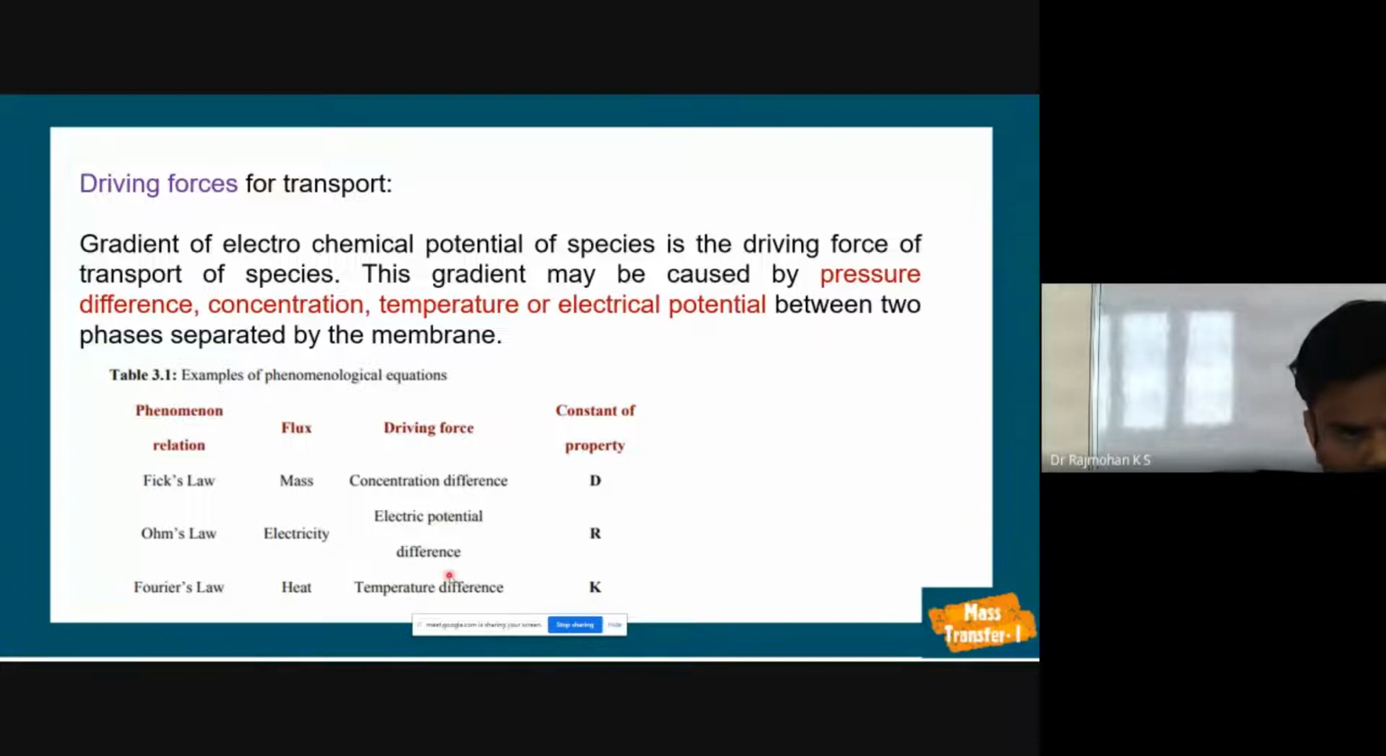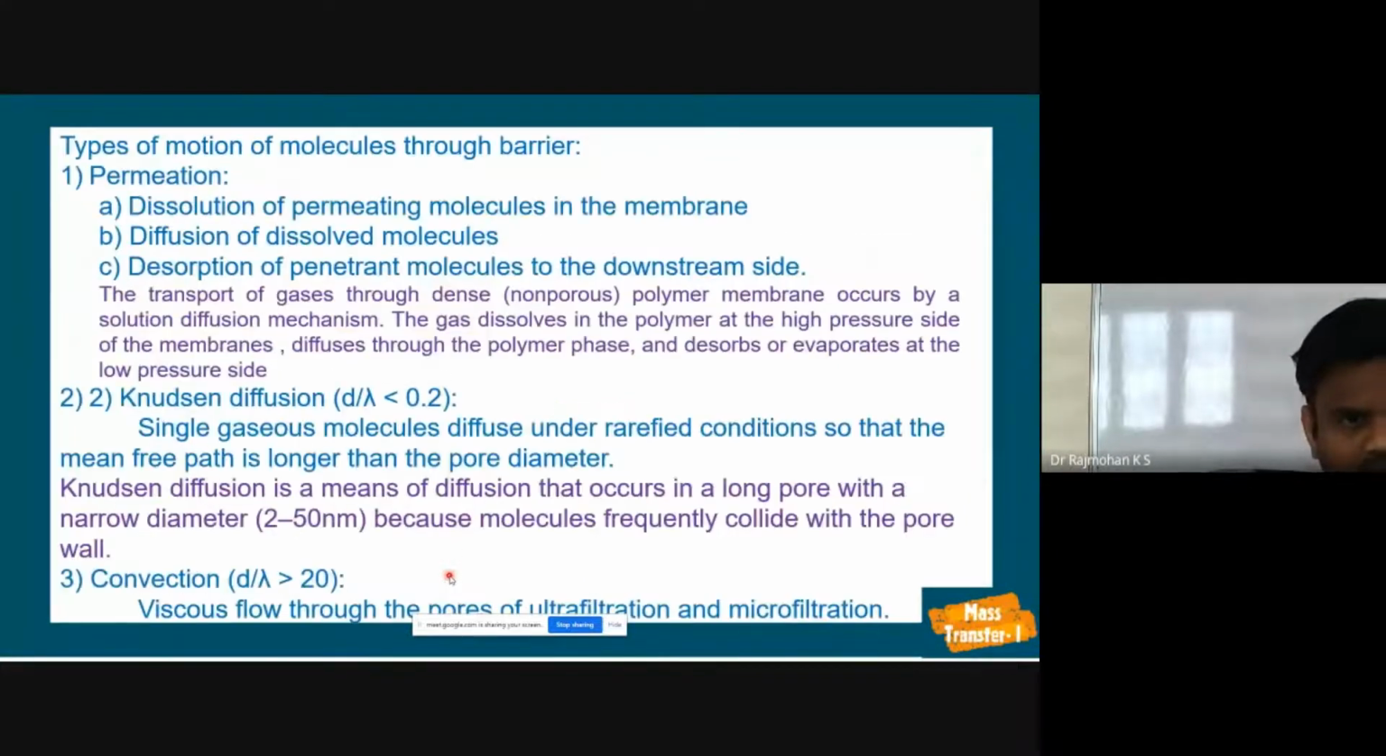So actually, if you ask me, is it only mass transfer which will take place inside any barrier? It need not necessarily be a membrane. In general, if any barrier is there, what are the driving forces that can happen? One type is called permeation, where dissolution of the permeating molecules in the membrane will take place, and then the diffusion of those dissolved particles.